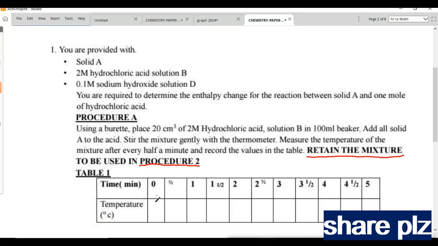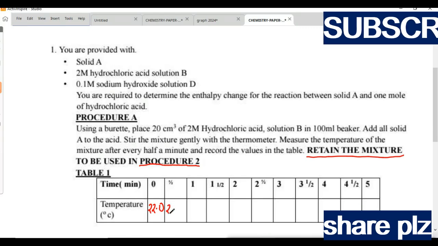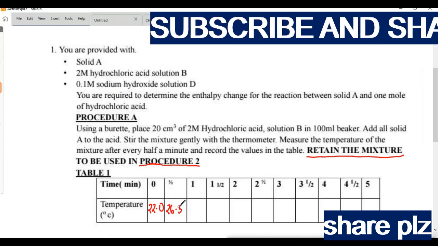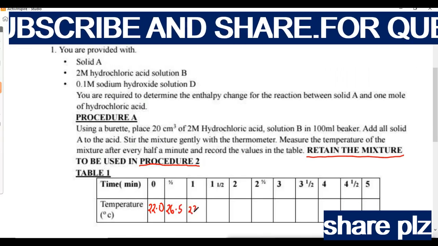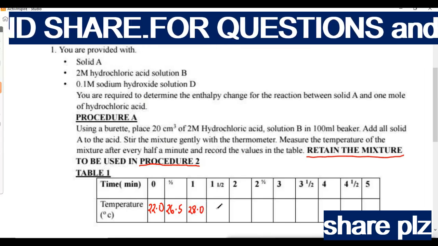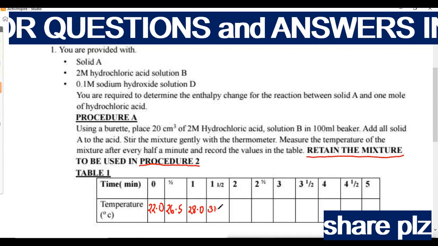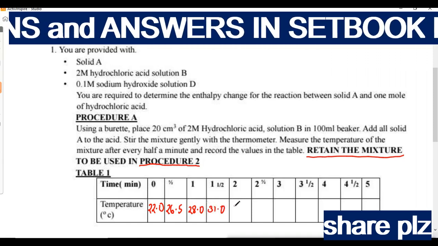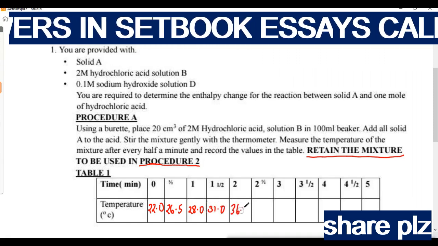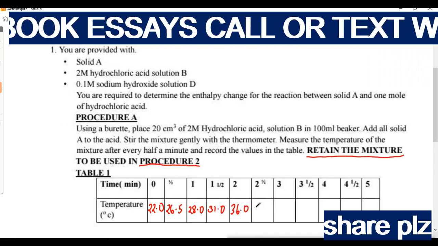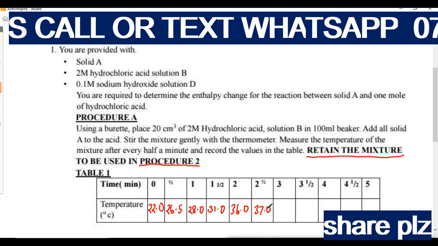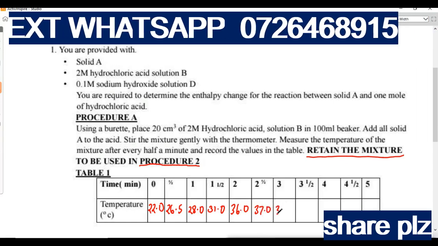So we are going to fill the table. Temperature should be given to 1 decimal place. Always remember that temperature is to 1 decimal place. So if you get 22, make sure you write 22.0. If you have 24, it is 24.0. So that when you get 27.5, you can write it that way. So temperature is always recorded to 1 decimal place.